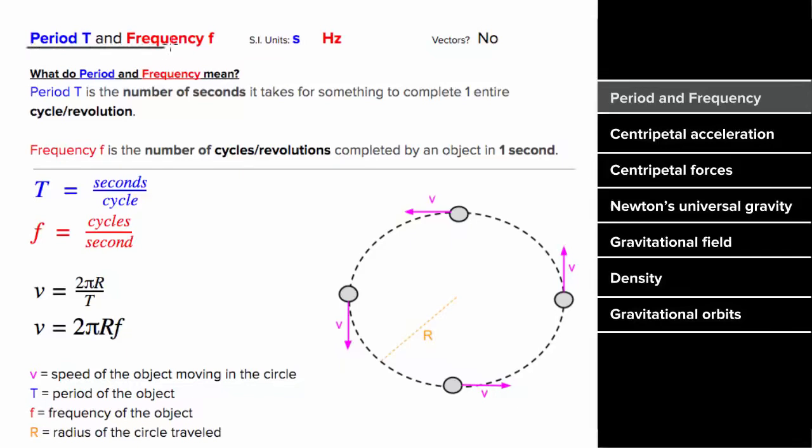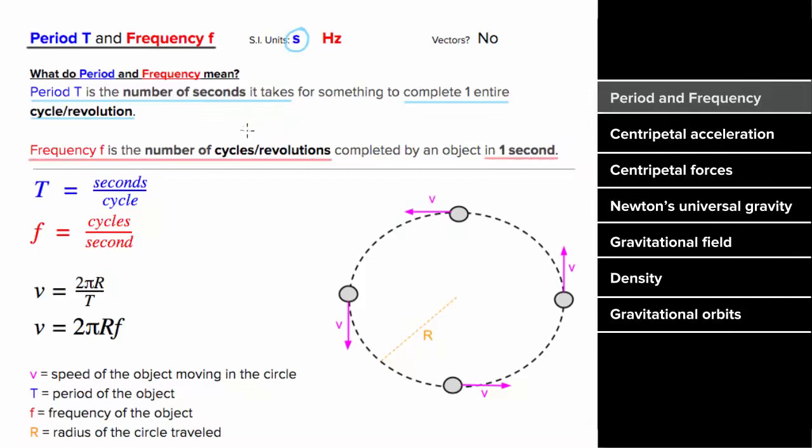What does period and frequency mean? The period is the number of seconds it takes for a process to complete an entire cycle, circle, or revolution. So if there's some repeating process, the time it takes that process to reset is the period, and it's measured in seconds. The frequency is the number of cycles or circles or revolutions completed in 1 second.